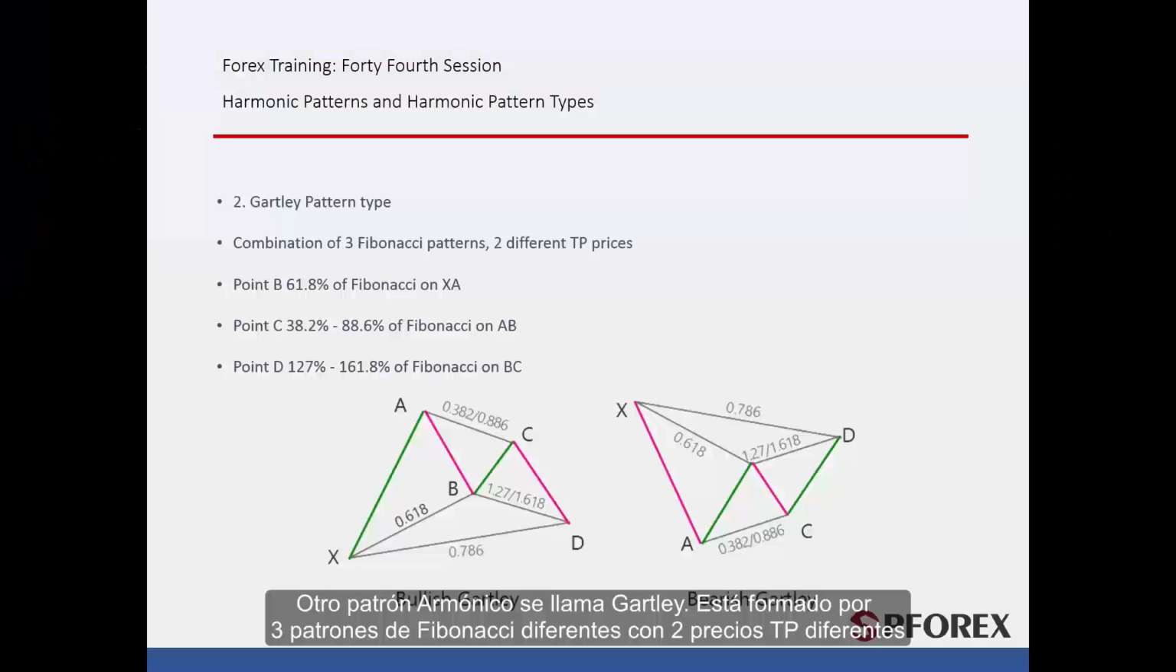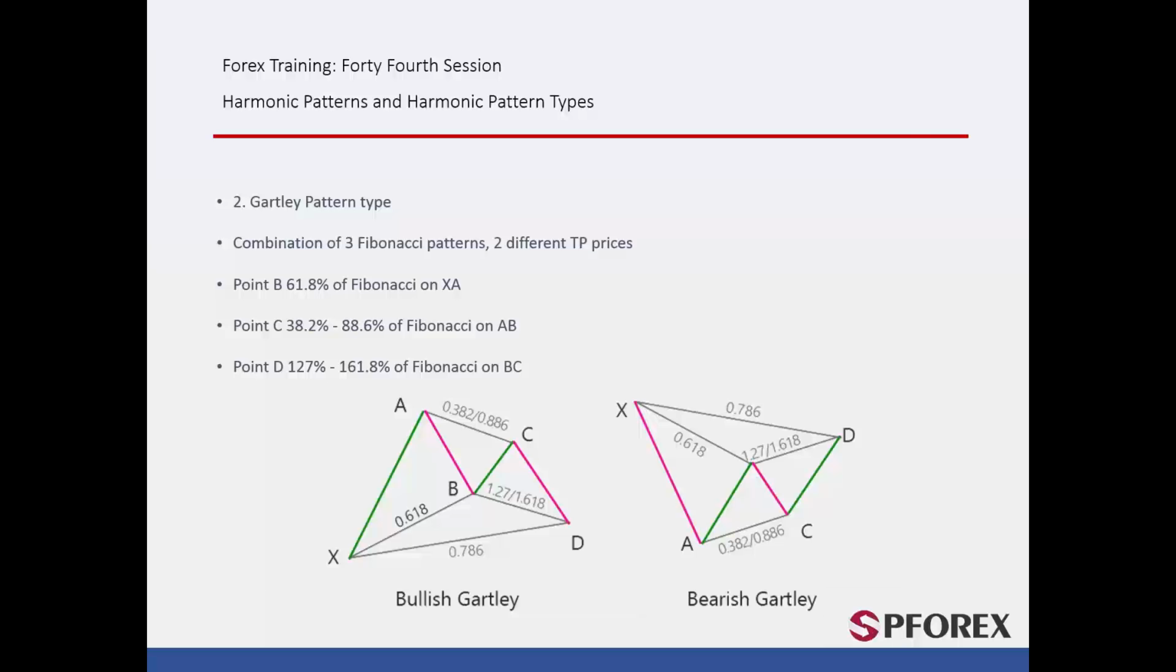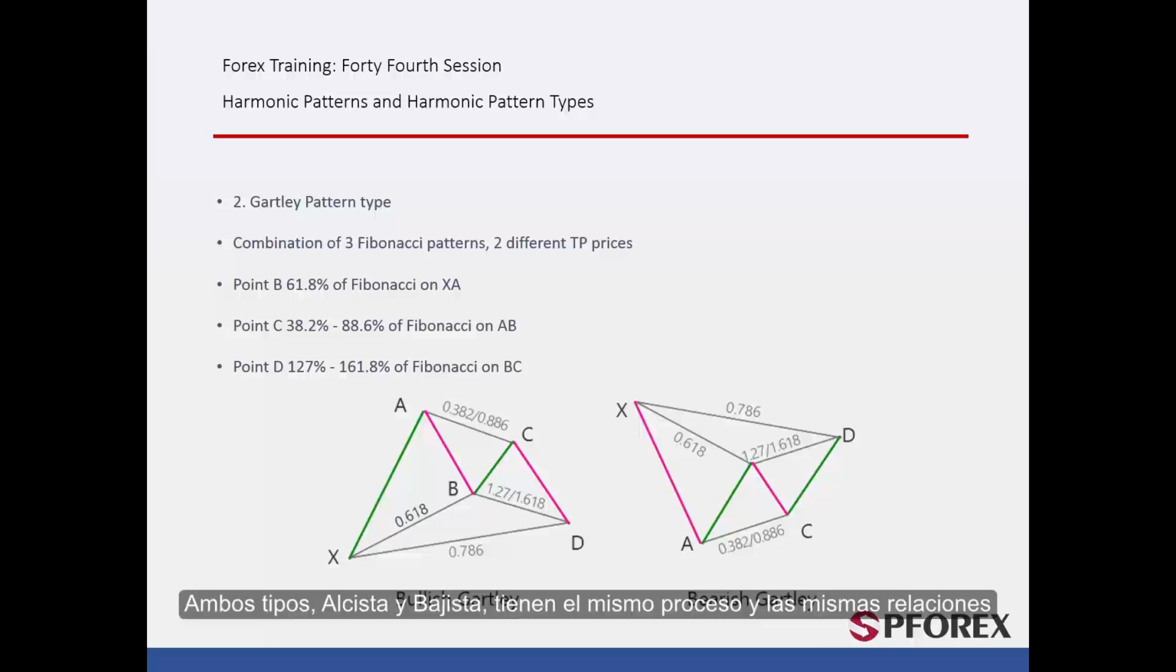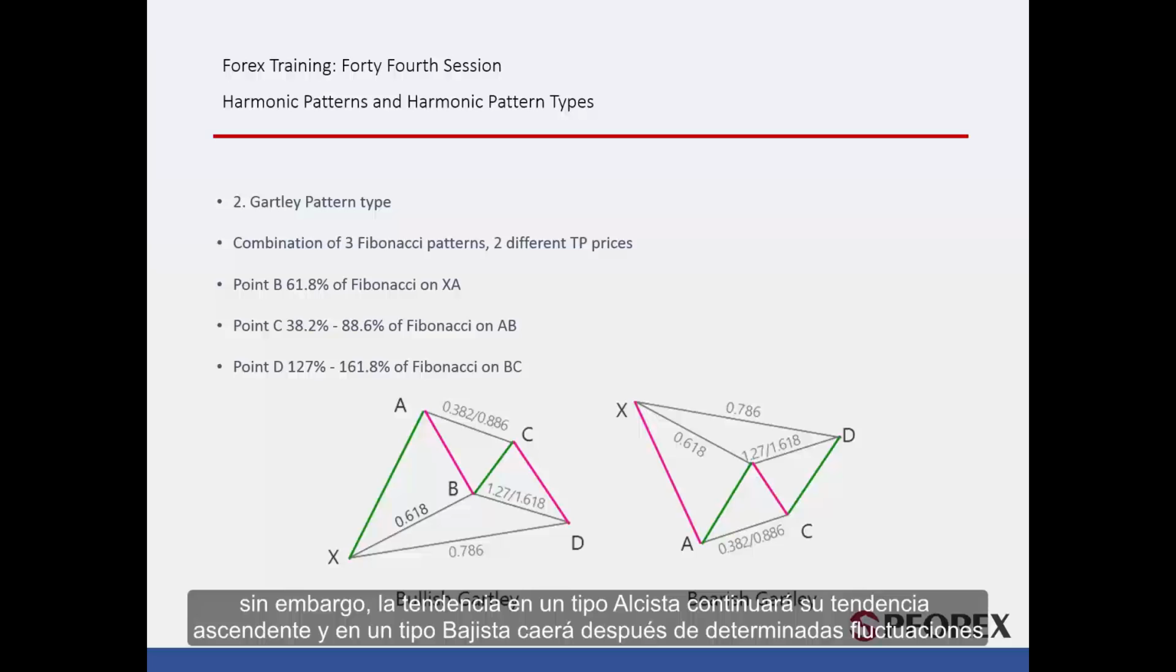Another harmonic pattern is called Gartley. It consists of 3 different Fibonacci patterns with 2 various TP prices. Both bullish and bearish types have the same procedure and relations. However, the trend on a bullish type will continue its upward trend, unlike on a bearish mode, where it will decline after certain fluctuations.